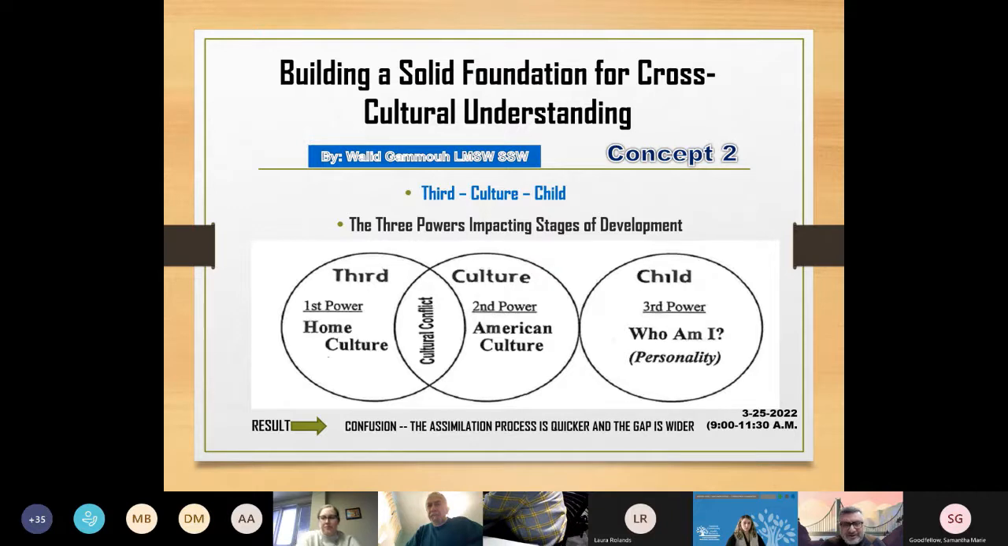This is a concept that I developed over the years, and I thought that this would be a very important one when working with young people. There are three powers impacting their stages of development. The first power is the home culture. The second power is the American culture. And between the first power and the second power, there is cultural conflict. If you see here, in this small overlapping of two circles between the first power and the second power is the cultural conflict. And of course, you have the child himself.